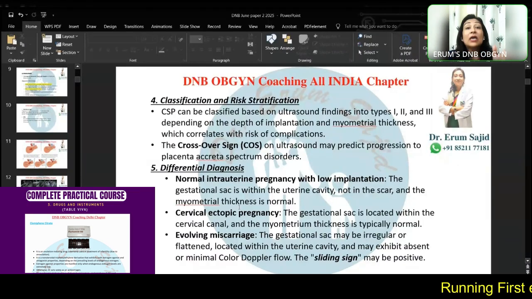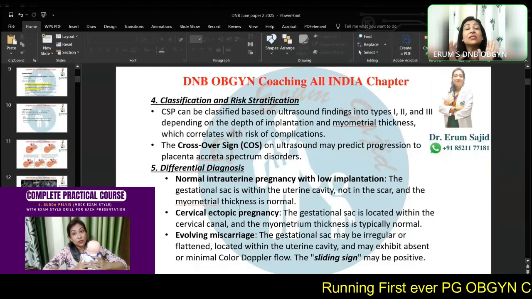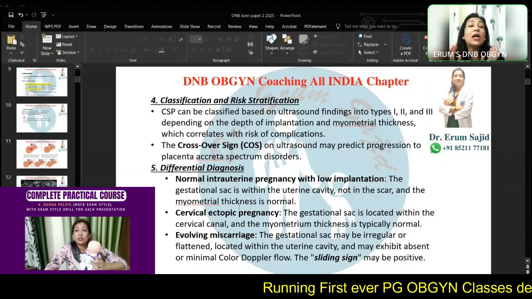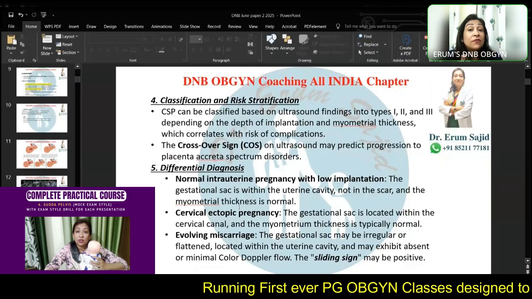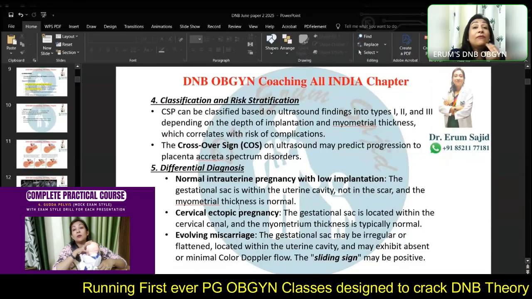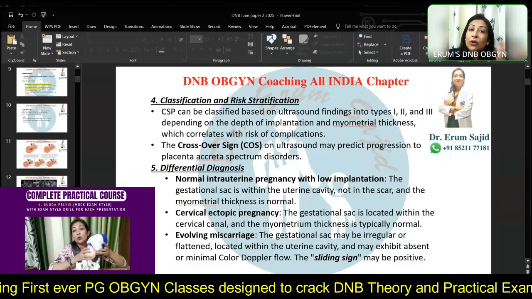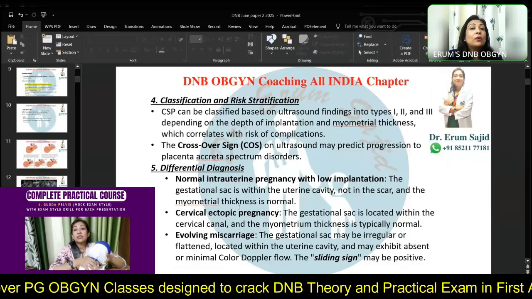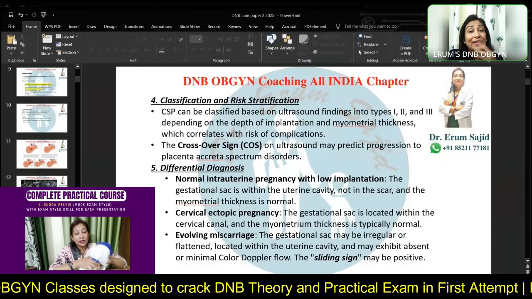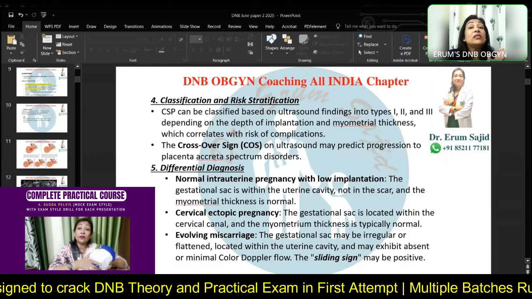It's a possibility. Cervical ectopic pregnancy is the closest congener with which every ultrasonologist will get confused. So it's very difficult to differentiate from cervical ectopic. Evolving miscarriage: sometimes a pregnancy which was already doomed comes down in the lower uterine cavity and is about to be expelled. That time it looks very much like your cesarean scar ectopic or cervical ectopic.